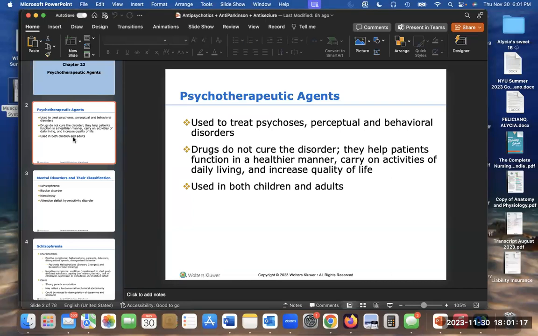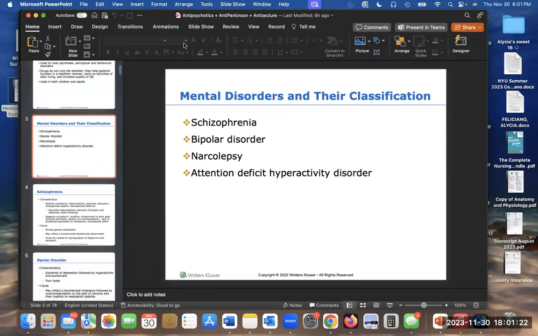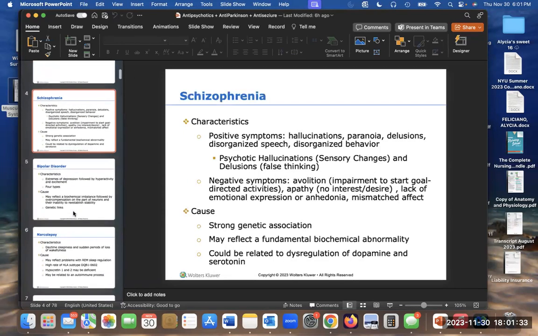Now, the drugs don't cure the disorder, but they help manage the symptoms. And some of these disorders include schizophrenia, bipolar disorder, narcolepsy, and attention deficit hyperactivity disorder, or ADHD. Schizophrenia has positive and negative symptoms. Positive: hallucinations, paranoia, delusions, disorganized speech, and disorganized behavior, but it's mainly those hallucinations and delusions.